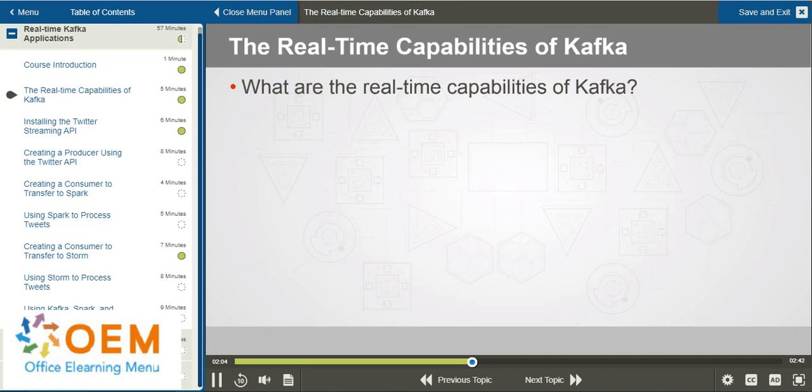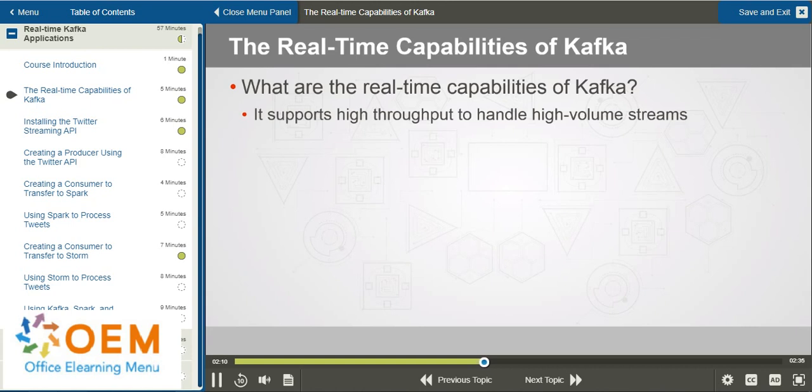So let's look at some of the real-time capabilities of Kafka. Kafka allows us to easily scale applications in order to achieve higher and higher volumes of data, which means it's extremely high throughput. This is important because some of the real-time applications require huge amounts of data. For example, if you're streaming from Twitter, you could have huge amounts of tweets coming in every minute that you would need to somehow maintain through Kafka streams.